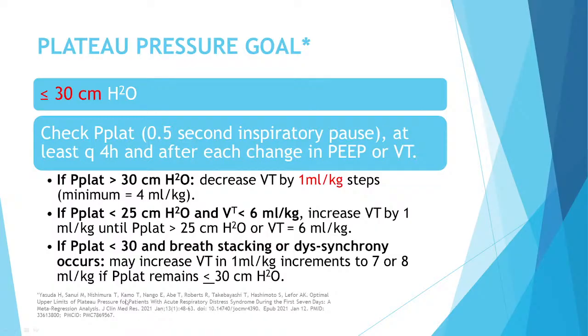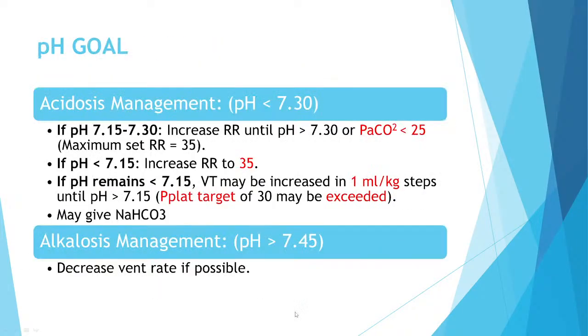Exactly. So we also don't want to have a very low PEEP. That's why, until plateau pressure is more than 25 or until the VT is more than 6 ml per kg. And if plateau pressure is less than 30 and breath stacking or dyssynchrony occurs, you may increase the VT by 1 ml per kg increments, up to 7 to 8. Keeping in mind, you have to keep your plateau pressure goals less than or equal to 30.